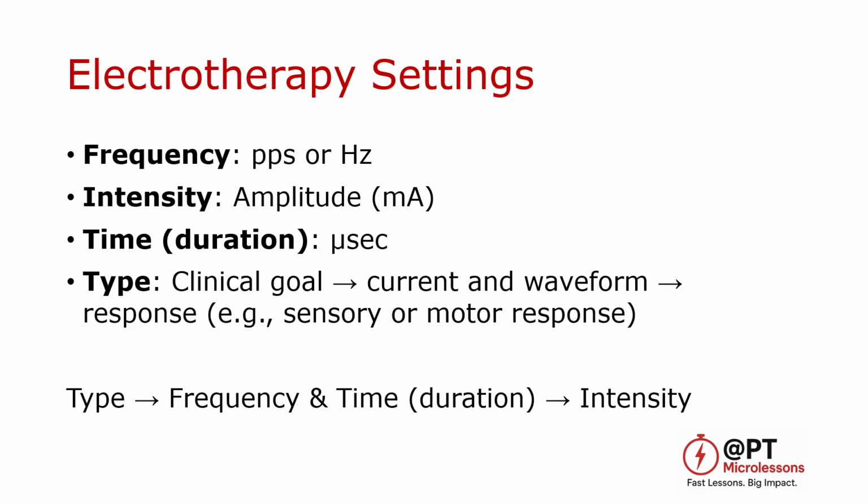Before we talk about specific treatments, we need to understand the basic settings. We can organize these using the FITT framework. Frequency refers to how often the stimulation is delivered. Intensity is the amplitude. Time refers to the duration of each pulse or cycle. And type is where we start. This includes the clinical goal, the current and waveform, and the response we want to produce. In practice, we often think of this as starting with type, then adjusting frequency and time, and finally intensity.